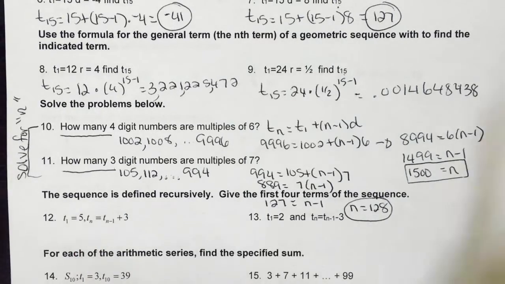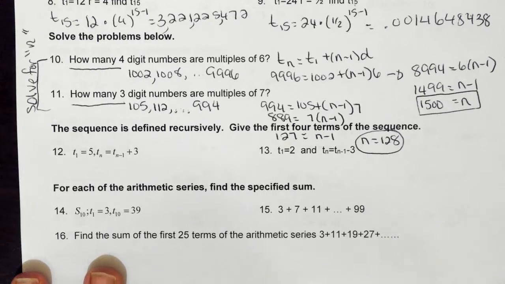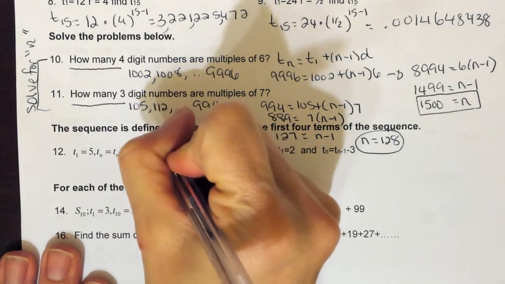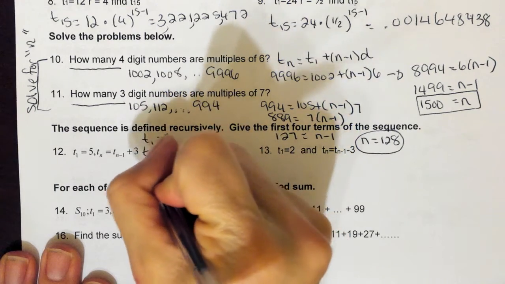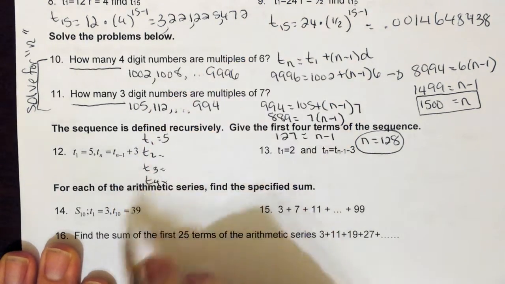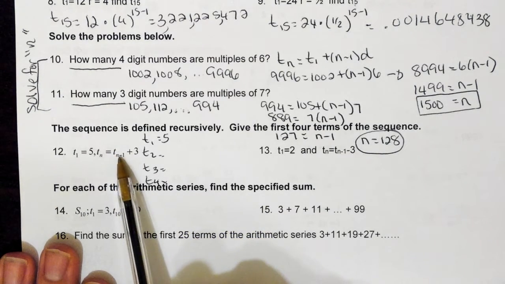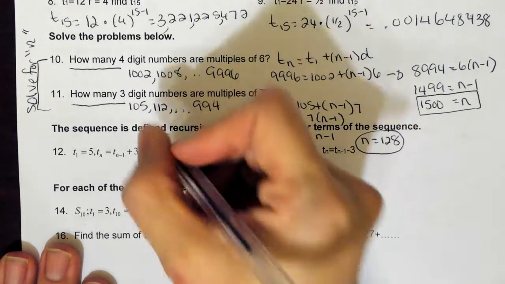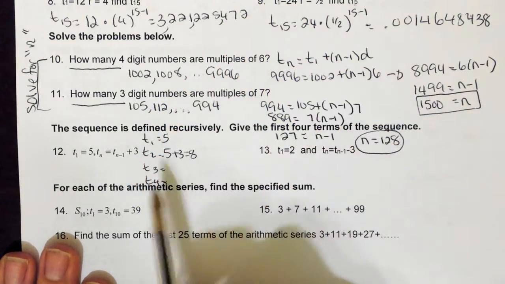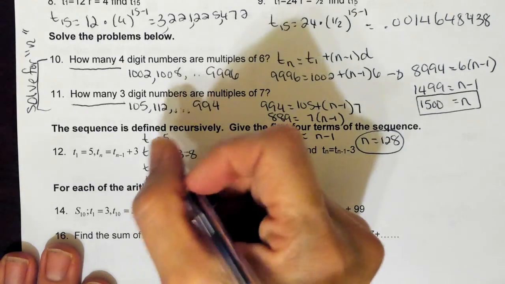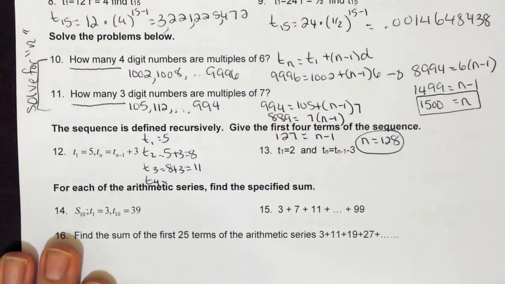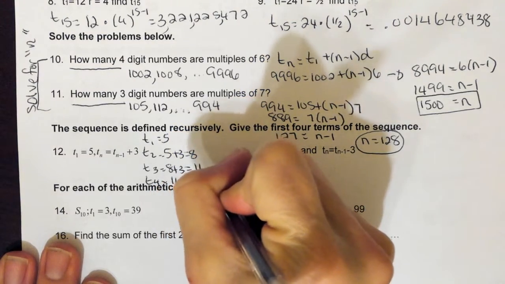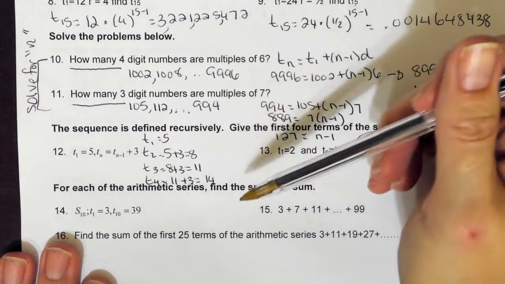Okay. Number 12 and 13 are recursively defined, and they want me to list the first 4 terms of the sequence. So on number 12, they give me the first term is equal to 5. I have to go find the second, the third, and the fourth. And I have to use this definition right here. Remember, n minus 1 represents the term above. So to find T2, I take the term above and add 3. So 5 plus 3, and that gives me 8. To find T3, I take the term above, which is 8, and add 3, which gives me 11. And one last time, to find T4, I take the term above, which is 11, and I add 3, and we get 14. So my terms are 5, 8, 11, and 14.